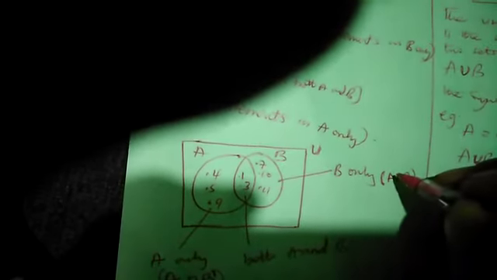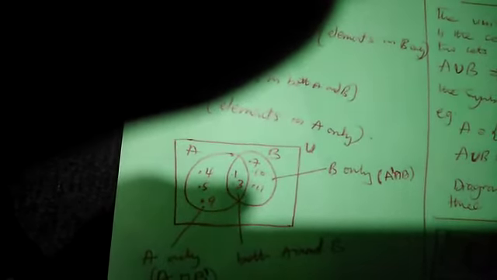A prime intersection B. We don't need A, so we put the complement on A. That is the trick: put a complement on A. Meaning this one stands for B what? Only. For B only.